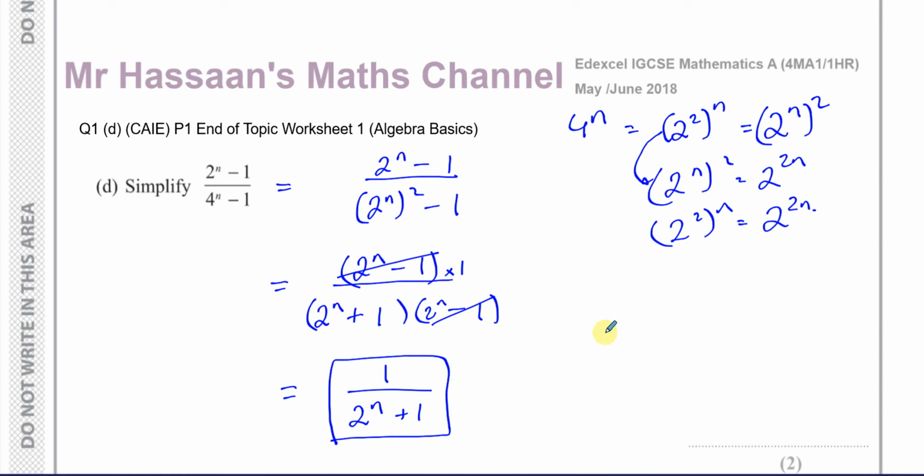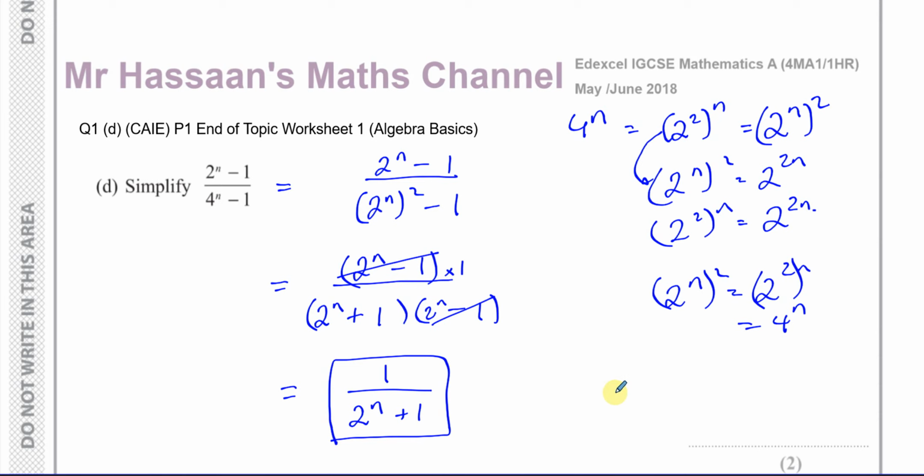So there's kind of like a disguised square, so one of the clues you should have seen is that 4 is a square number, which can be written as 2 squared, and then we can write this as 2 to the power of n squared. Okay, if we have 2 to the power of n, if we square that, we get 2 to the power of 2n, which is the same as 4 to the power of n, because 2 squared is the same as 4. So that's something that is a little trick that you need to look out for.